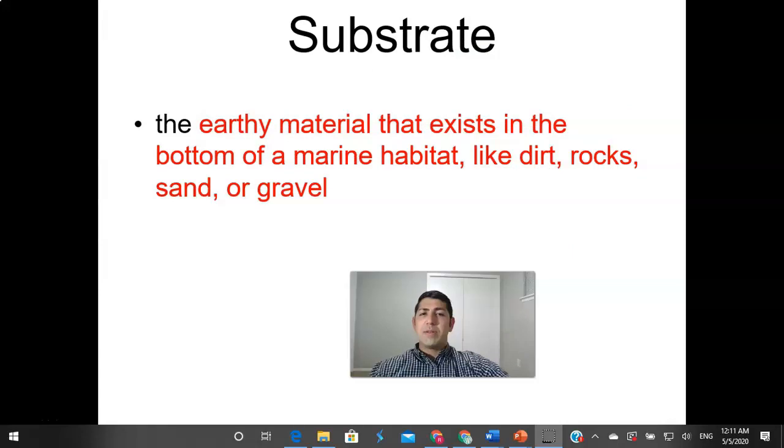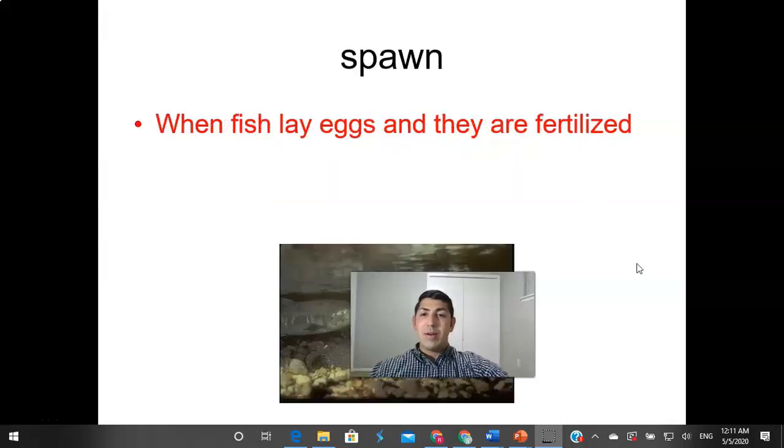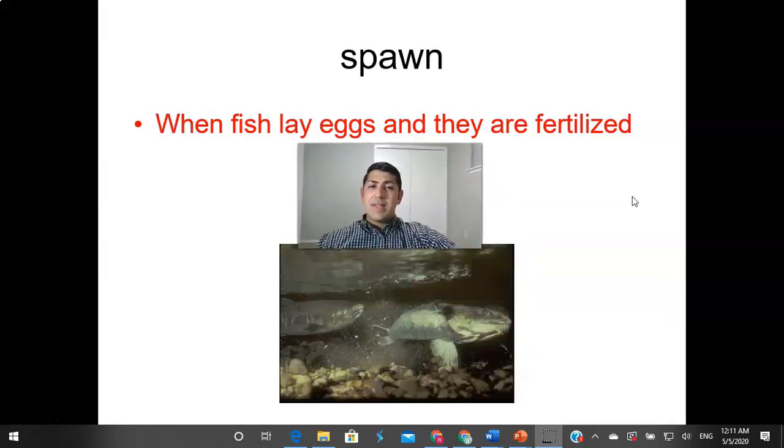Substrate is the earthy material that exists at the bottom of a marine habitat, like dirt, rock, sand, or gravel. A spawn is when a fish lays eggs and they are fertilized. The female will release her eggs and the male will release his milt. That's fish sperm.